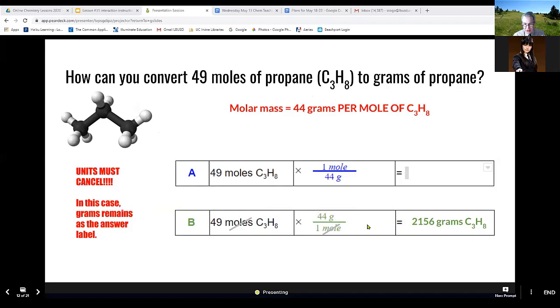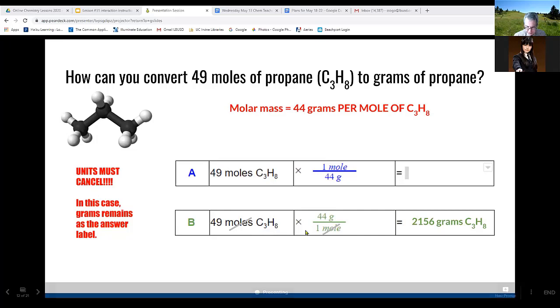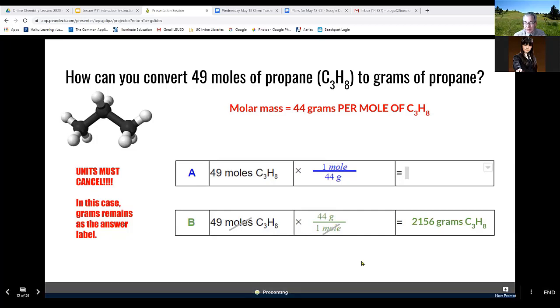B is the correct choice for the setup. On the calculator, you do 49 times 44, because 44 is on the top, so it's multiplication. You can divide by 1 if you want to, but the answer is 2,156. So if you got that, good job. That's how dimensional analysis works. Okay. I think we're ready to go forward.